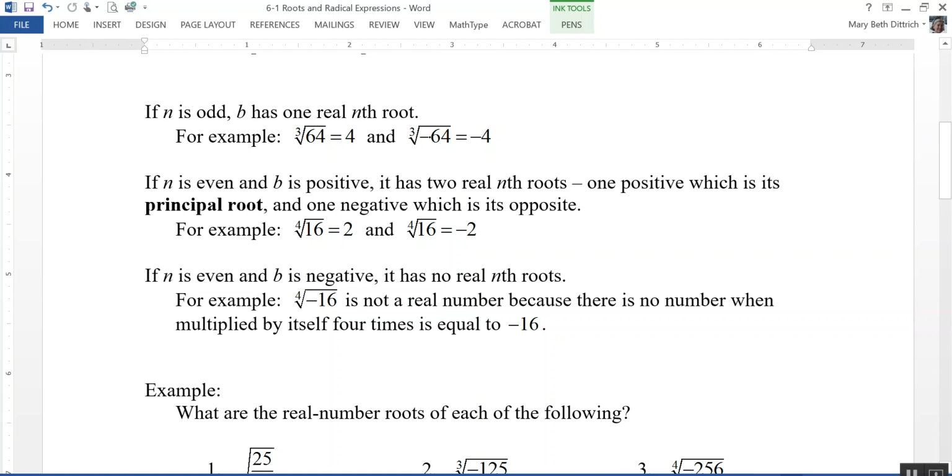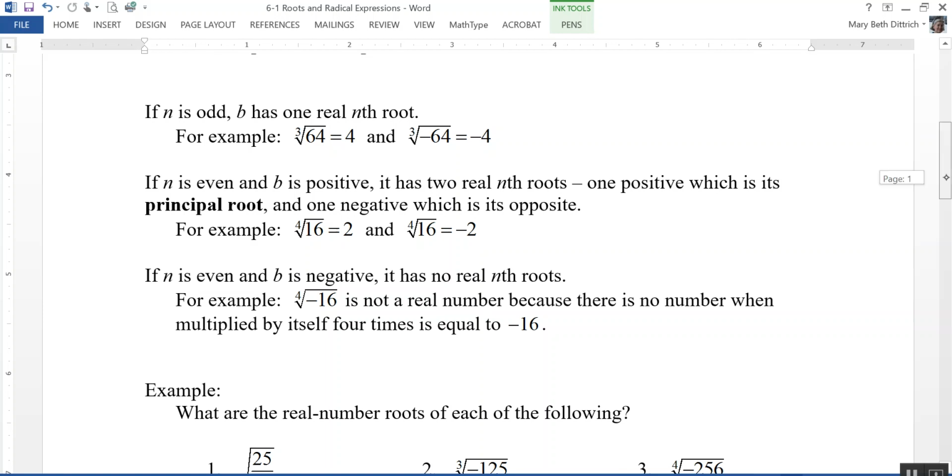equals negative 64. If n is an even number and b is positive, then it has two real nth roots, one which is positive, and we call that its principal root, and the negative, which is its opposite. So for example, the 4th root of 16 is 2, and the 4th root of 16 is also negative 2. And the next rule says that if n is even and b is negative, then it has no real nth roots. So for example, the 4th root of negative 16 is not a real number because there is no number that when you multiply it by itself 4 times equals negative 16.